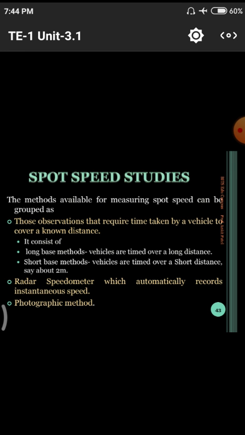First, it consists of the long base methods. The vehicles are timed over a long distance. That means a few vehicles are moving with a less velocity. Here we have the long base methods. That means they are unknown to those particular points, so they have to use these long base methods.